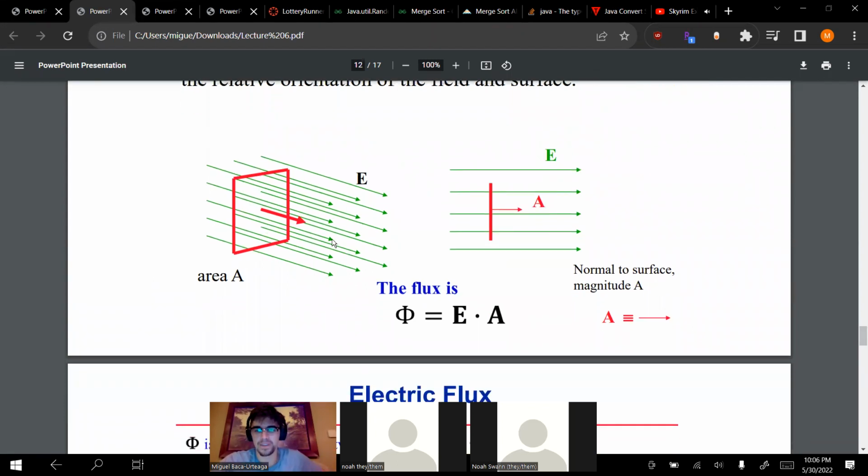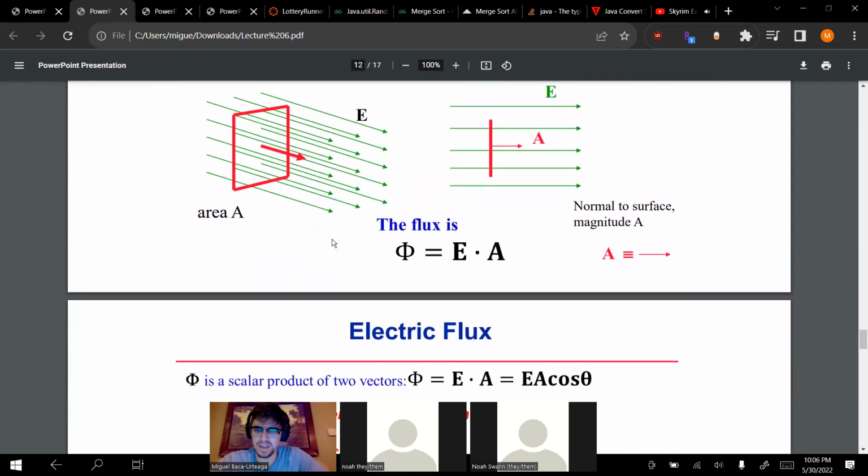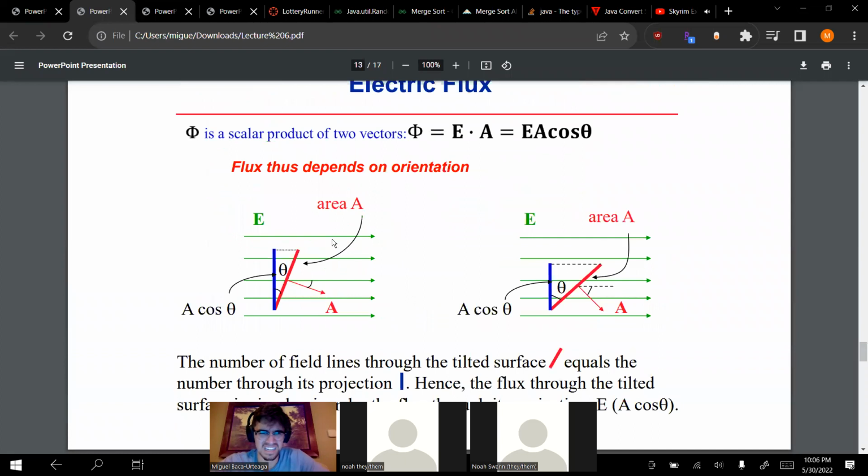Now, here's one thing, the normal to surface, magnitude A. Electric flux is a scalar product of two vectors, electric field and the area, which is also the electric field times the area times the cosine theta. They're representing area as a line? That doesn't make any sense.